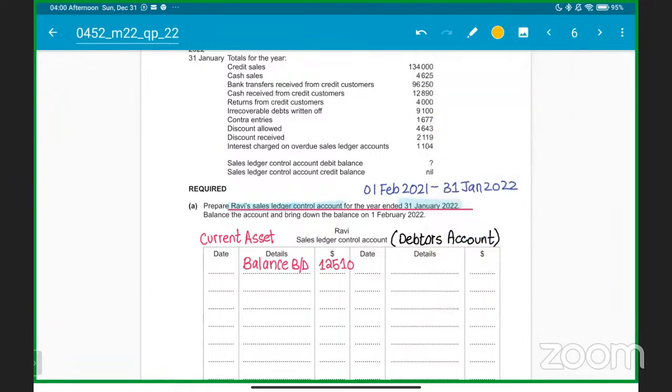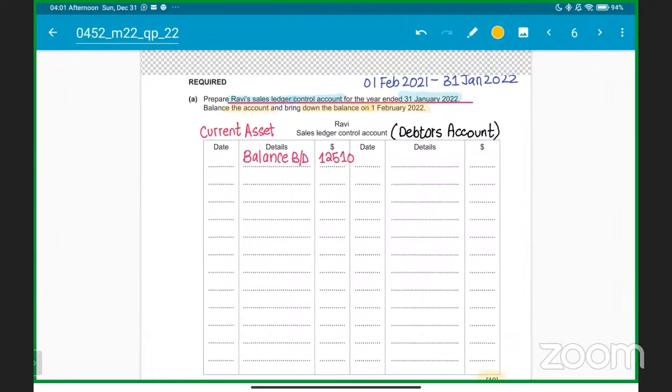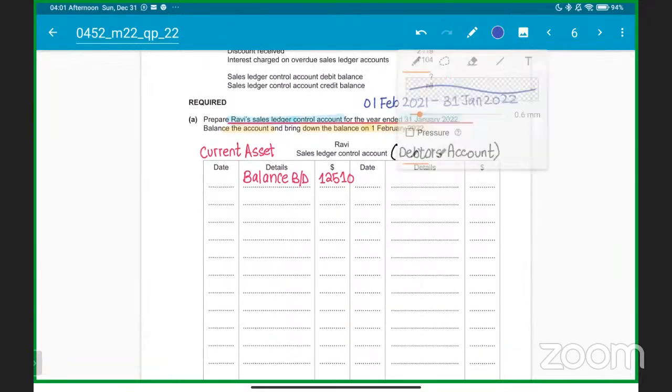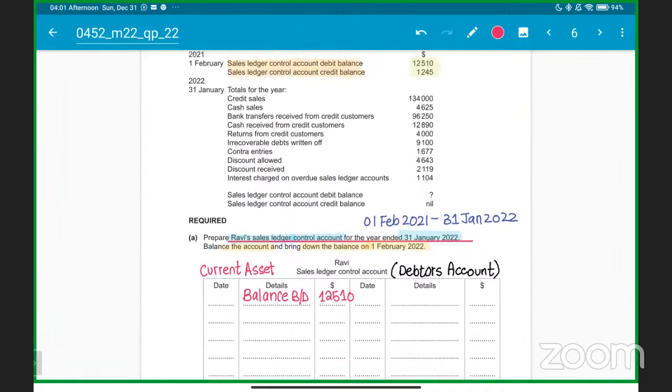And as always, because these are permanent accounts, students, when we balance the account and bring down the balance on 1st February, it's important to understand that we'll have marks for writing down the balance brought down as well. That's why it's 10 marks. Very simple, easy marks to get, but you just need to know the proper format, as well as the understanding of why it is coming there. Understood? So here we go.